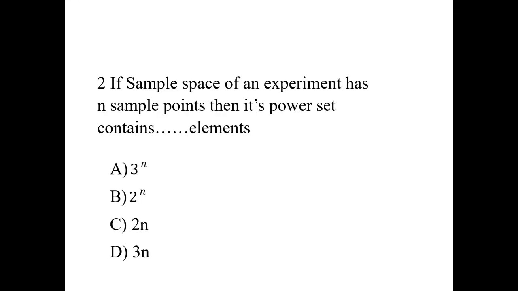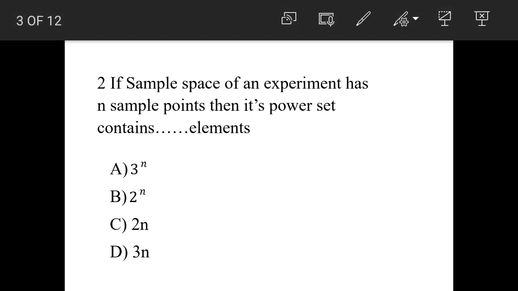Now, if the sample space of an experiment has n sample points, then its power set contains dash dash elements. Option A is 3 raised to n, option B is 2 raised to n, option C is 2 into n, option D is 3 into n. The correct option is 2 raised to n, that is option B, because we know that if sample space contains n elements, then its power set contains 2 raised to n elements.